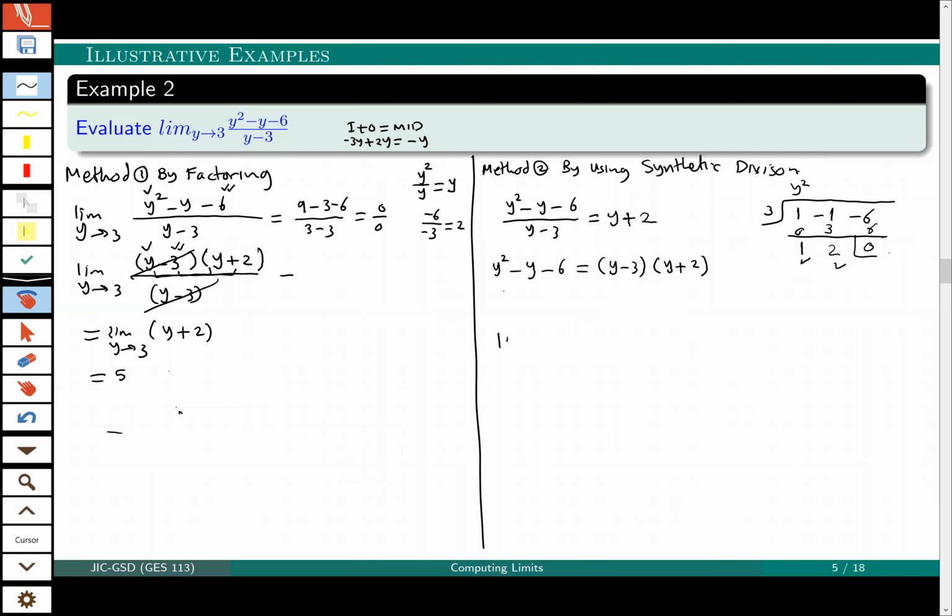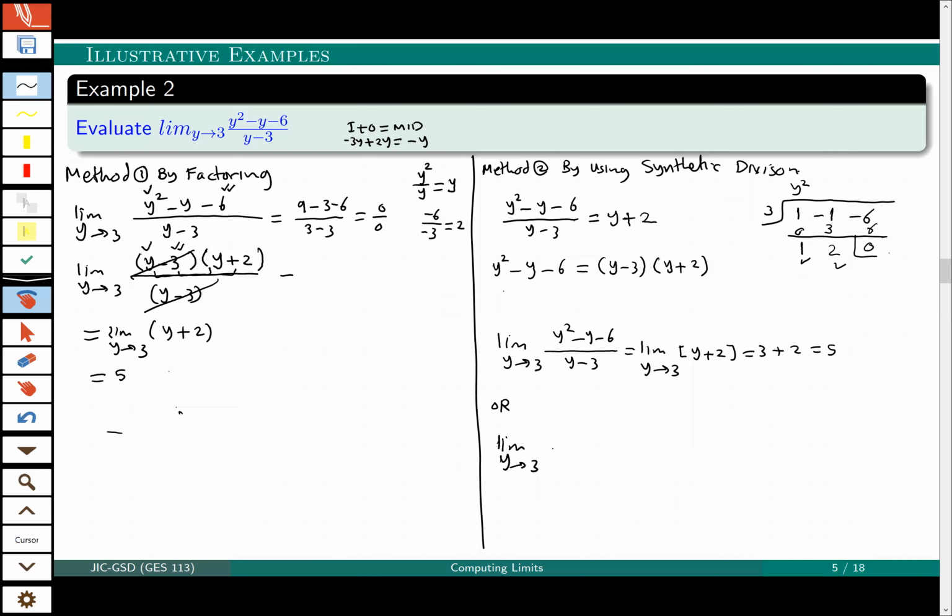So anyway, we will say limit when y goes to 3 of y squared minus y minus 6 divided by y minus 3 is equal to the limit when y goes to 3 of the result of the division, which is y plus 2, which means 3 plus 2, which is equal to 5.